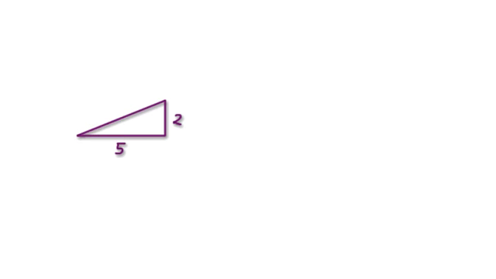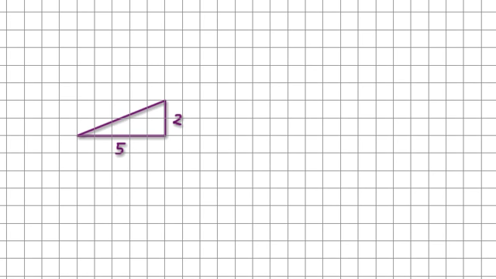Let me get rid of this. So at the moment, you can see that the height is 2 because it's 1, 2. The length is 1, 2, 3, 4, 5. The length is 5. Now look at this one here. I've enlarged it. So it is actually the same triangle but just enlarged. Can you see that? It's enlarged.